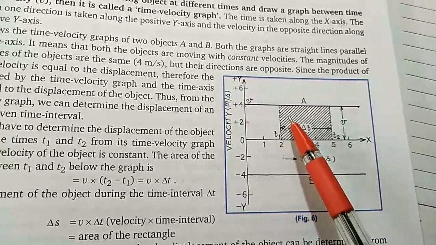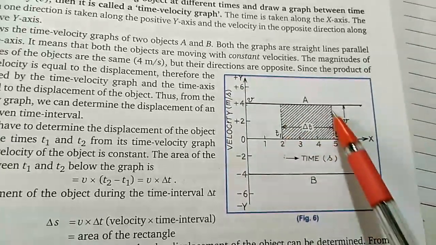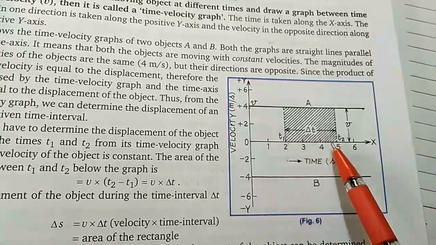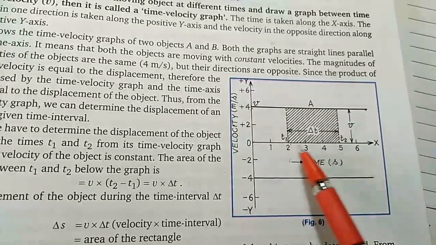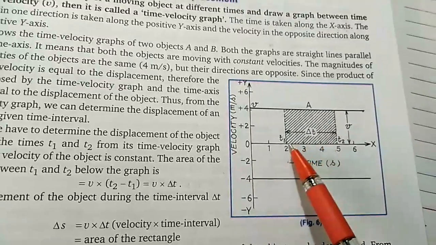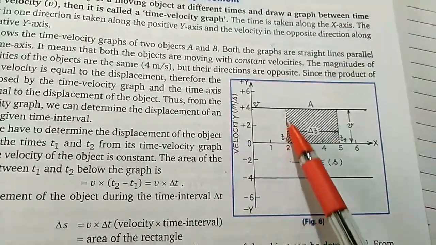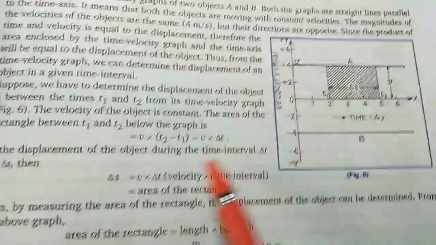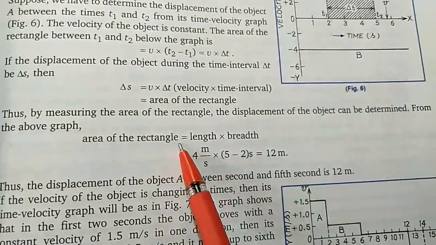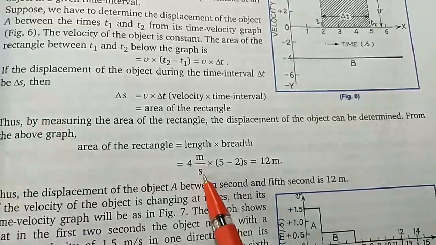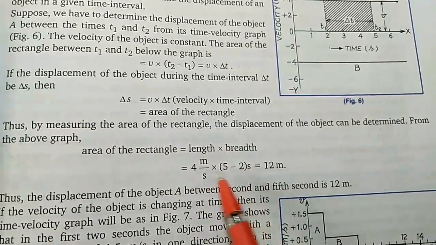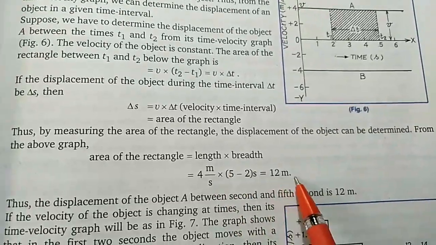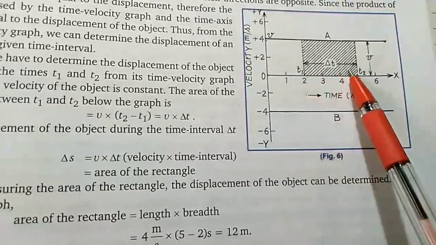Area is what? Length into breadth, because it's rectangular. So length is what? 2 to 5, the change is 5 minus 2, which comes to 3. And the height, the breadth, is 4. You can see 0 to 4. So the area of the rectangle, length into breadth, is 4 meter per second into 5 minus 2 seconds. Second is cancelled. 4 into 3, 12 meter is remaining. So this is the displacement in this duration.